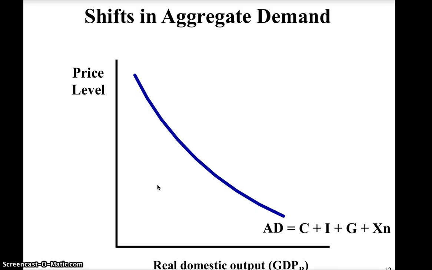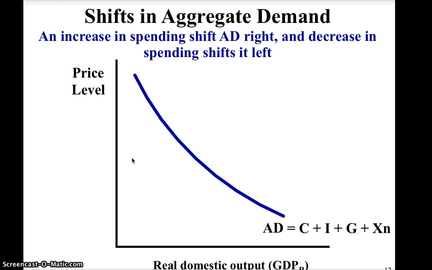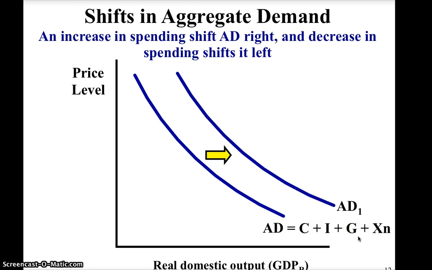So we have the same slide that we saw in the last video. An increase in spending will shift aggregate demand to the right, and a decrease in spending will shift it to the left. And what we're talking about is consumptive spending by individuals, investment spending by businesses, government spending by the government, or net exports spending by foreign nations in this country, right? So a shift to the right will be an increase in aggregate demand, and a shift to the left will be a decrease in aggregate demand, just like in basic supply and demand. So there's no real problems there.